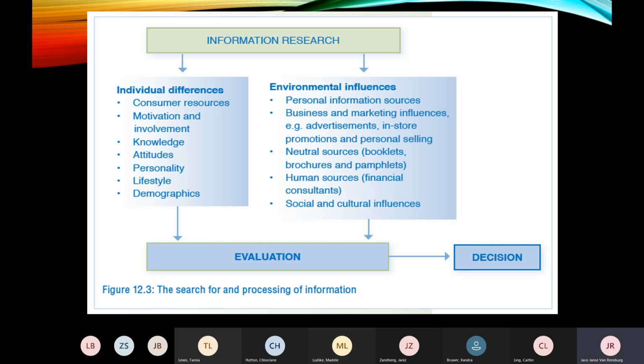Figure 12.3 in your textbooks illustrates the information search process that we are dealing with at the moment. Individually, we know that there are things like your own attitude and personality, your lifestyle. You're not all of a sudden saying, oh, thank goodness I get rid of this Hyundai i10, I can now buy myself a Maserati. No, that's not going to happen. It needs to fit into your lifestyle. Your motivation in this case is I need transport to get to work.